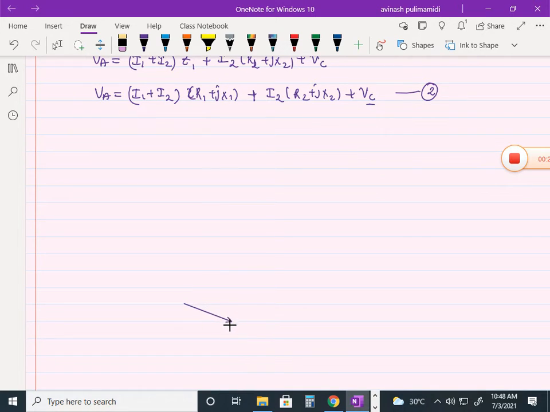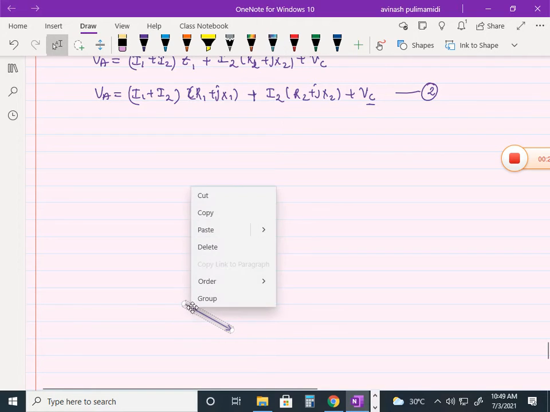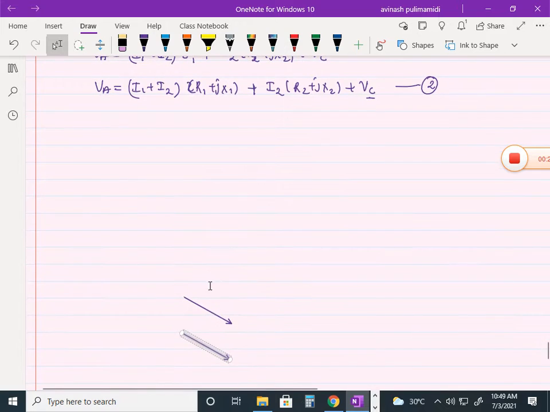First point. So this will be the I1. So I1 and I2. Okay, so VC plus I2 into R2 plus JX2.